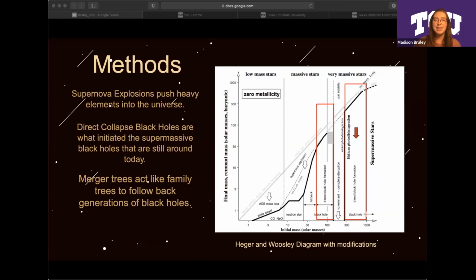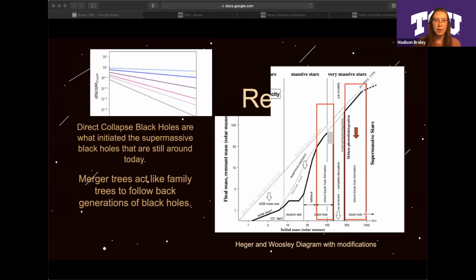Now, keeping in mind that these stars are really massive, when they get to about 100 times the mass of the sun, they can collapse directly into a black hole, as seen in the diagram to the right. And these direct collapse black holes were so massive that they were able to merge throughout time into supermassive black holes that are littered around the universe today. Based on observations of these supermassive black holes, we can trace up their merger trees, which are like family trees, to simulate the first direct collapse black holes that came from the first stars.